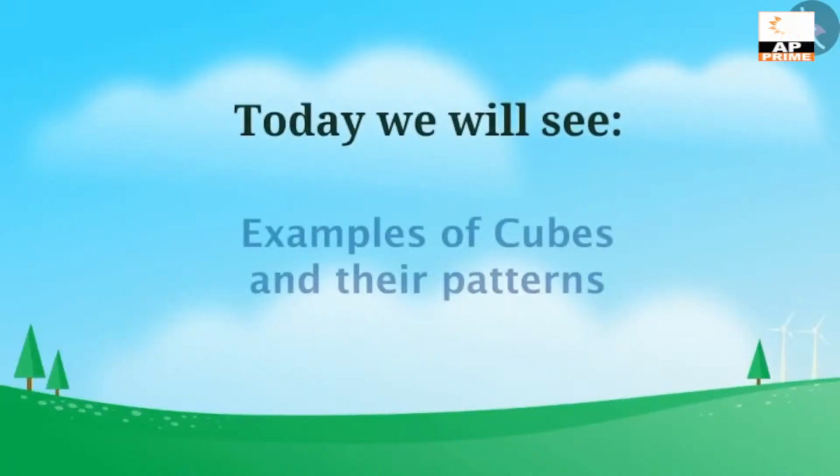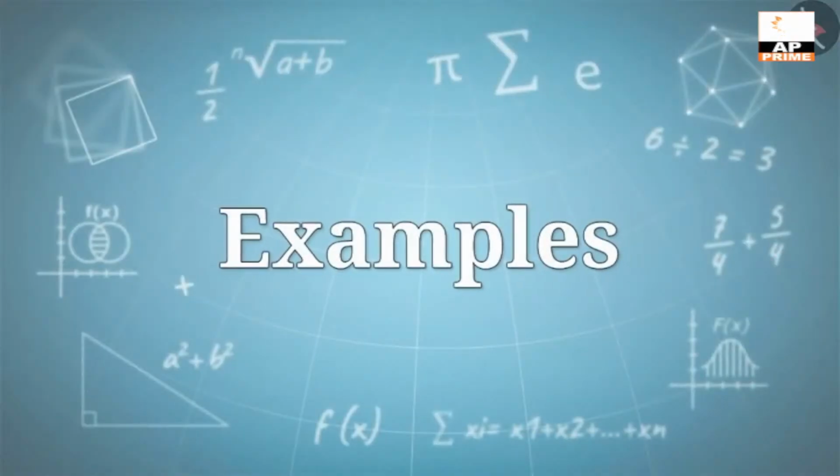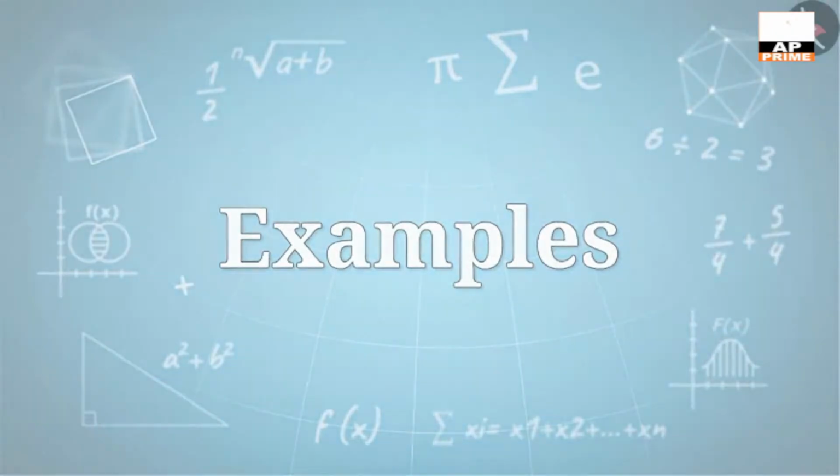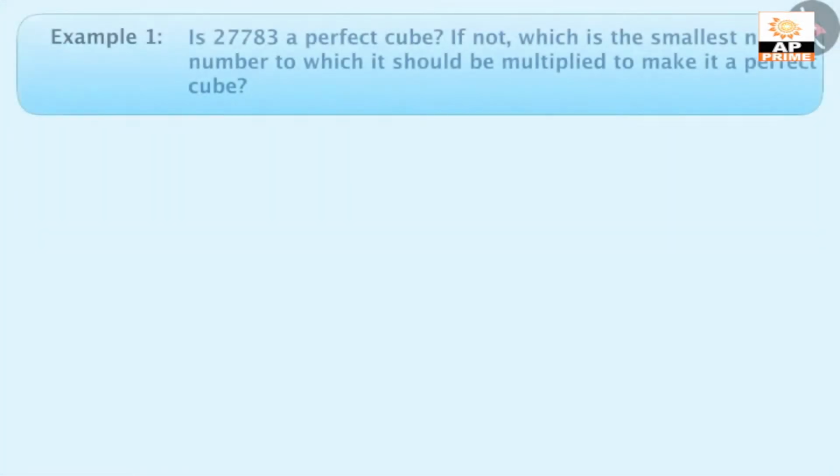Today we will see some examples of cubes and their patterns. Is 27,783 a perfect cube? If not, which is the smallest natural number by which it should be multiplied to make it a perfect cube? Let's find out whether 27,783 is a perfect cube or not.